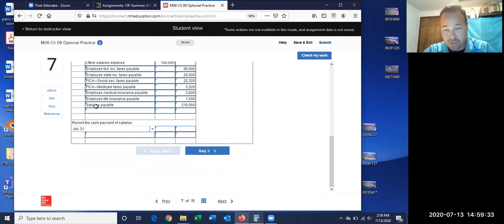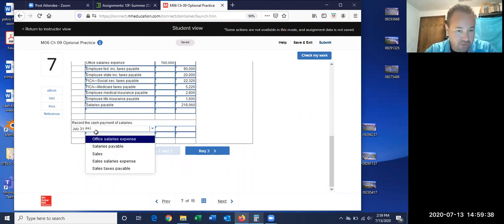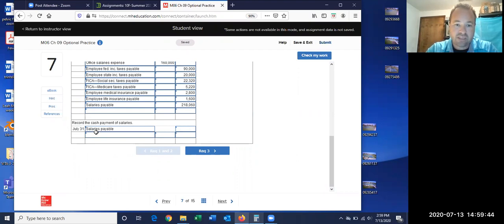And it says go ahead and record the cash payment. If it was me, I would have just put cash here. No reason to do the entry twice, but that's okay. They can have us do salaries payable, 218,060, and then credit my cash for 218,060.